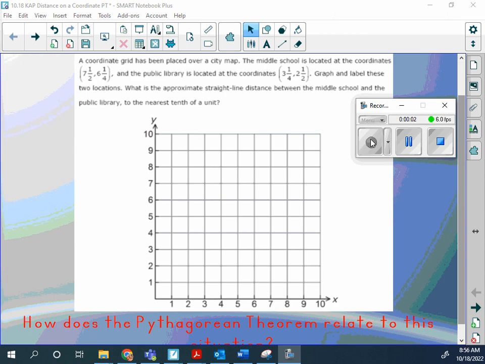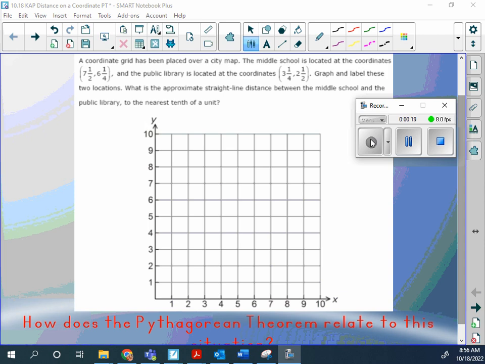It says a coordinate grid has been placed over a city map. The middle school is located at the coordinates 7 1/2, 6 1/4, and the public library is located at the coordinates 3 1/4, 2 1/2. Graph and label these two locations. So let's start with that.